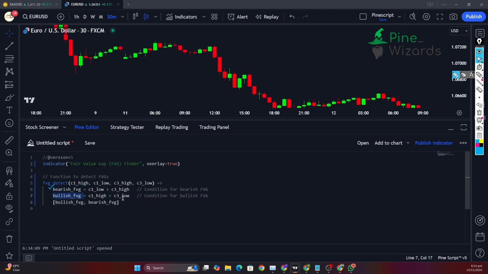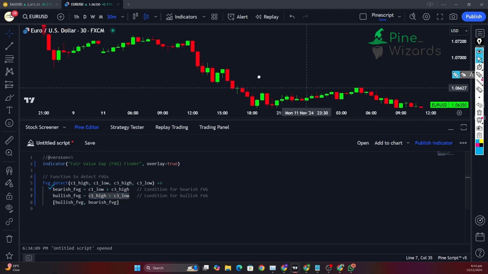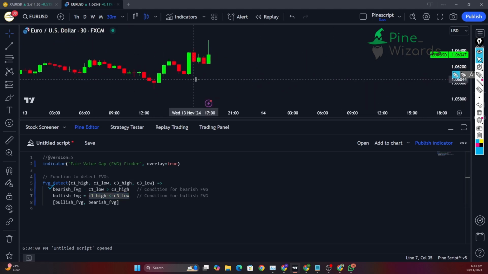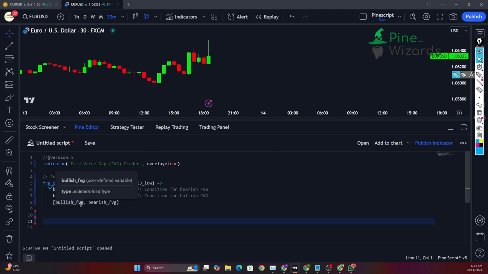Similarly, for the bullish case, candle 1 high should be less than the candle 3 low, as we can see in this case here. So this gap here would be the bullish fair value gap. And at the end of this fair value gap detection function, we want to return the values of this bullish and bearish FVG in the form of booleans. So these will return either true or false.